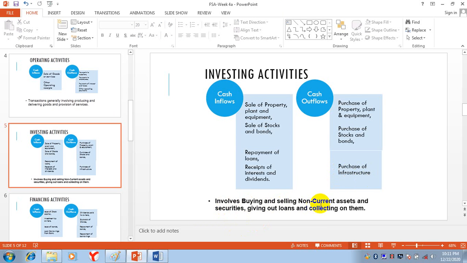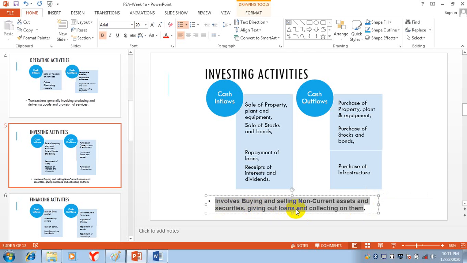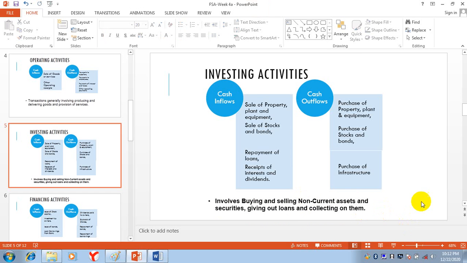Involves buying and selling non-current assets and securities, giving out loans and collecting on them. So here the main thing is the purchase and sales of fixed assets, securities, giving out loans. When they are giving loan to someone, they will receive interest on that, and collecting on them. And when they are collecting that loan, that will be investing activities.